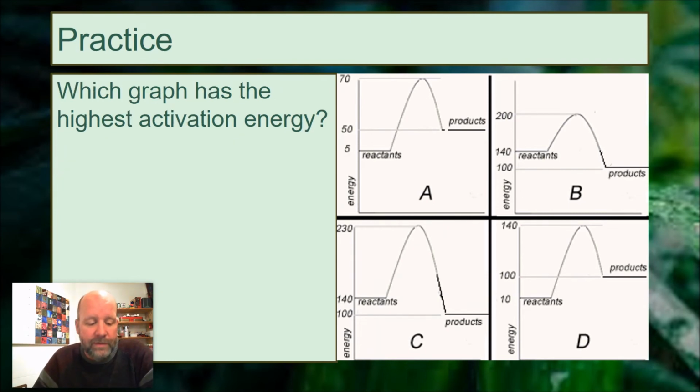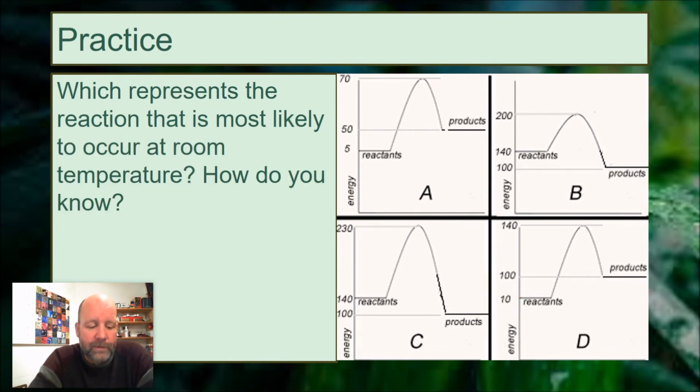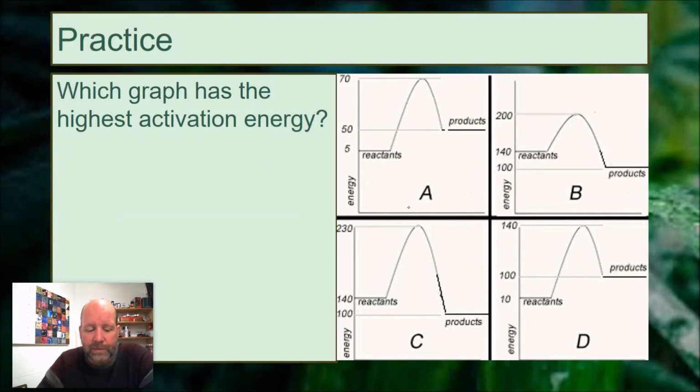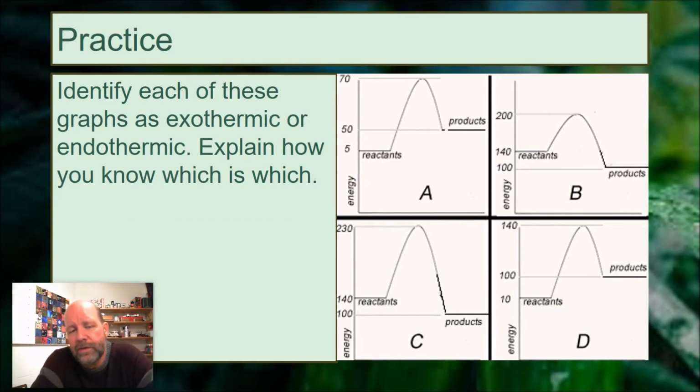Also, I want you to figure out which one of these graphs has the highest activation energy, discuss how you know, maybe write a little note on how you know. And when you go to answer this question, make sure you realize that the axes are labeled and not scaled the same. And you want to do which one represents the reaction that is most likely to occur at room temperature, and how would you know that? Okay, so all three of those questions you should be able to answer. Pause the video, answer them on your practice packet, and I will go through them here in a second.